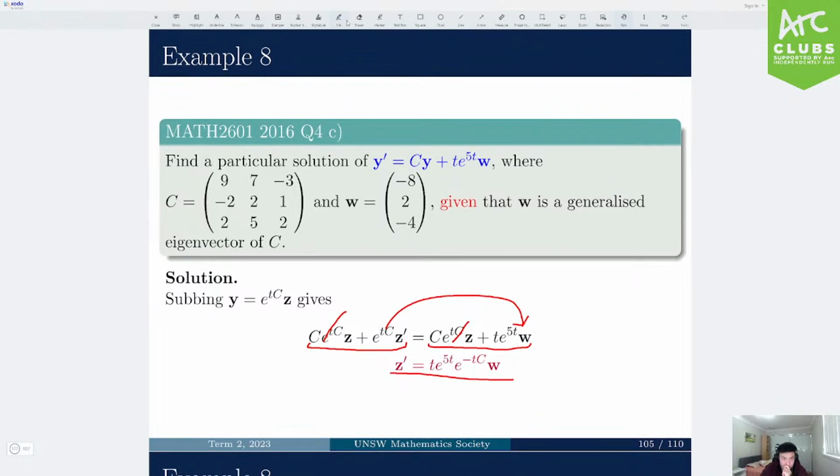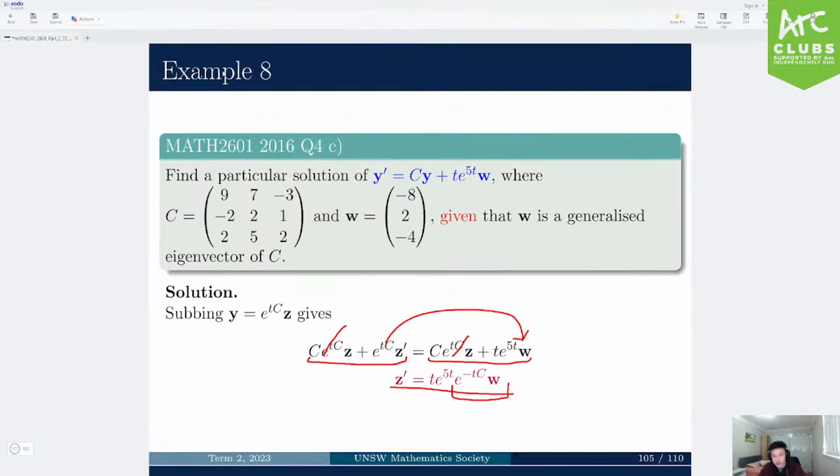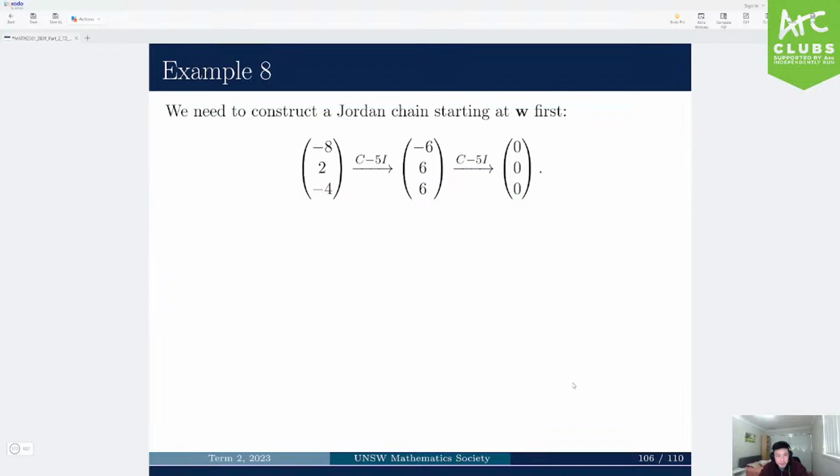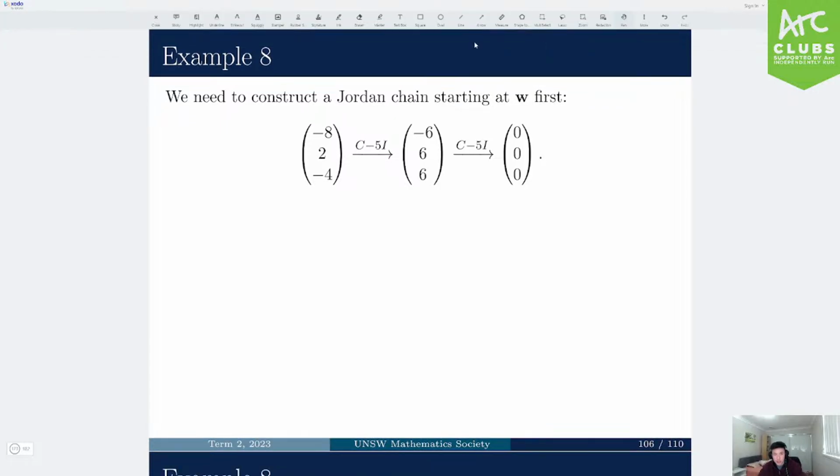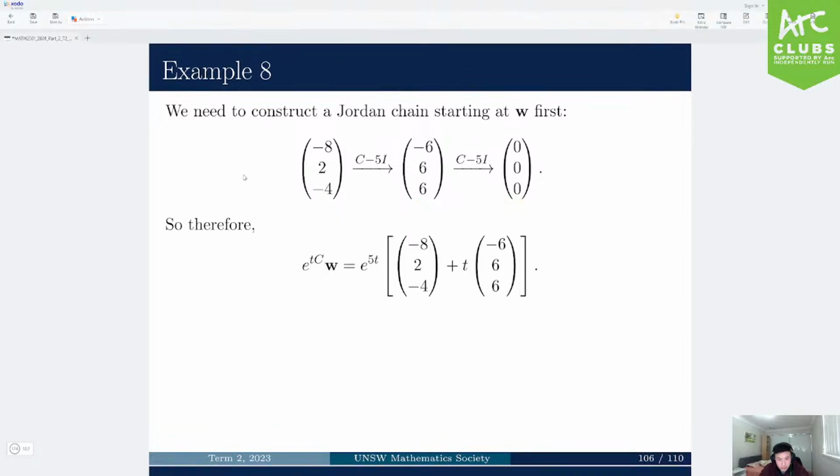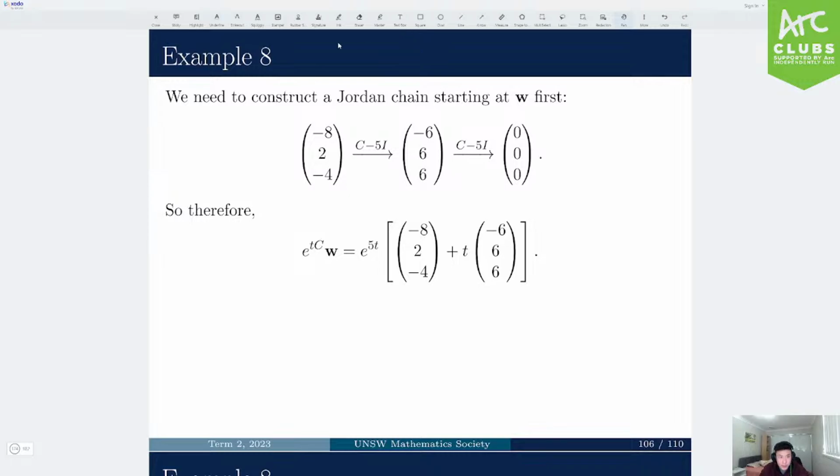But firstly, we have to solve what e^(-tC) times w is, and again, we're not actually going to find the exponential e^(-tC). We're just going to do some tricks that allow us to find e^(-tC) times w. Since w is a generalized eigenvector, if we chain it down, C minus 5I gives us this. When we multiply it again, we get the zero vector. That tells us that using our columns method, if we multiply e^(tC) with w, we get this expression here.